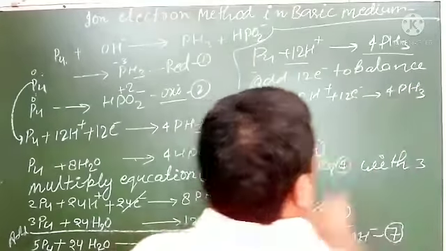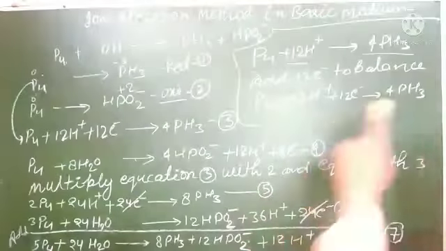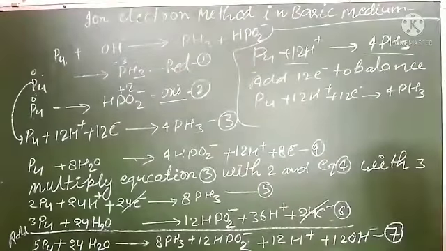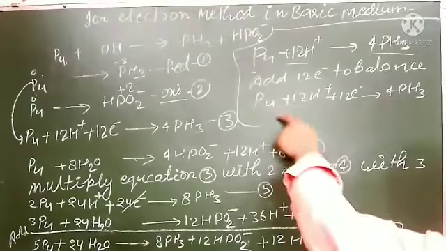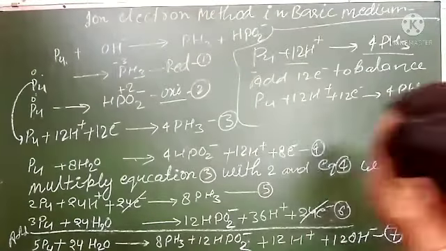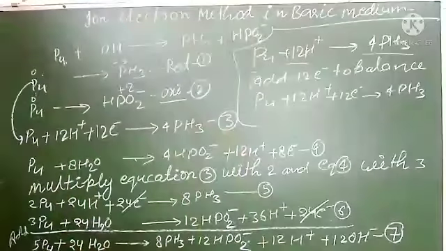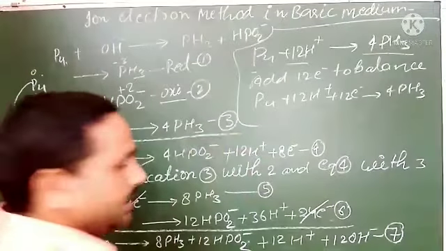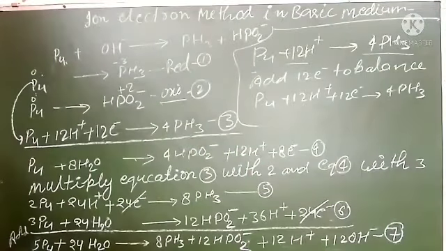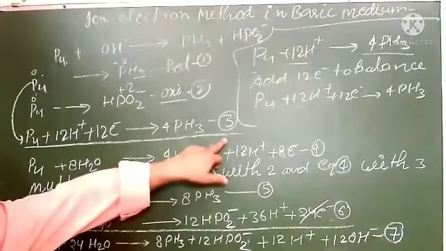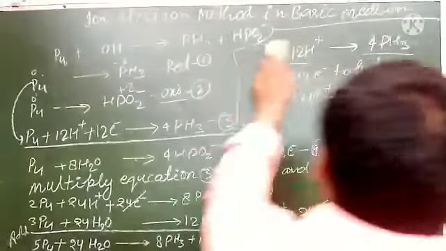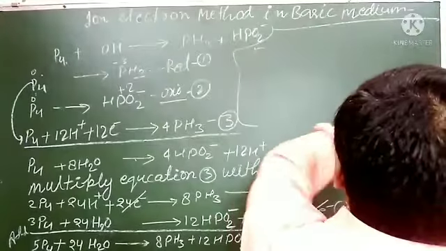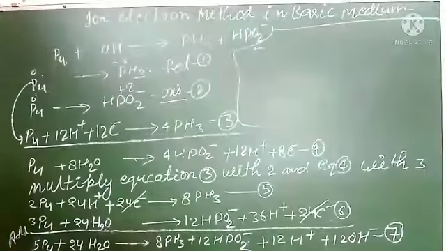PH3. Some students may be confused about how 12 comes. So 4 times 3 is 12. Okay, this is the half reaction equation. After solving like this, I have written the half reaction equation here, and I have written it as third. Okay students, so we have solved the first half, and let us move to the second half.